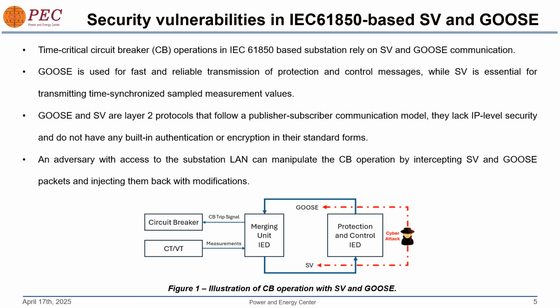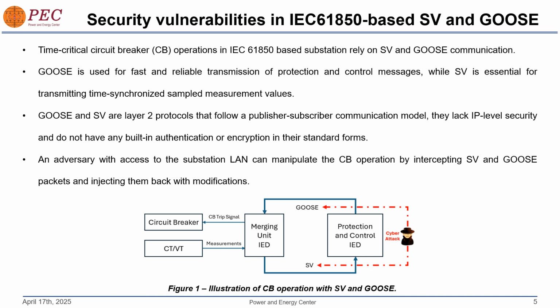If you look at figure 1, the CTs and VTs in the physical layer send measurements to the merging unit, and the merging unit sends these measurements to the protection and control IED as SV. If the protection and control IED sees any requirement for a circuit breaker operation, it sends a GOOSE message to the merging unit, and the merging unit conveys this to the circuit breaker.